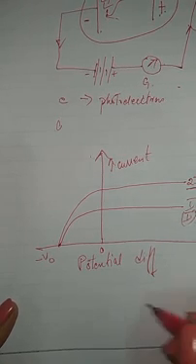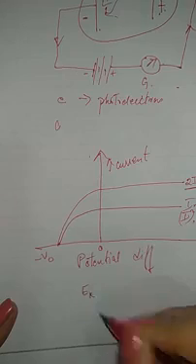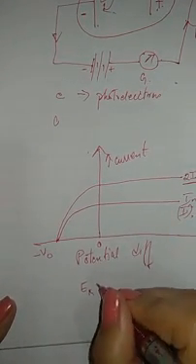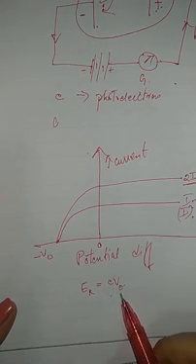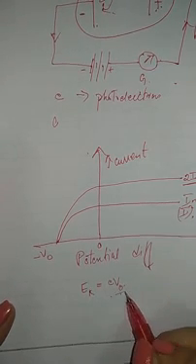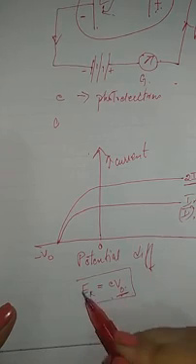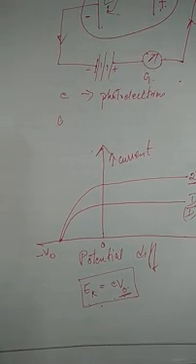The maximum kinetic energy, let it be Ek, of the electron will be given by e times V0. Here e is the charge of the electron, V0 is the potential, and Ek is the kinetic energy of the electron.